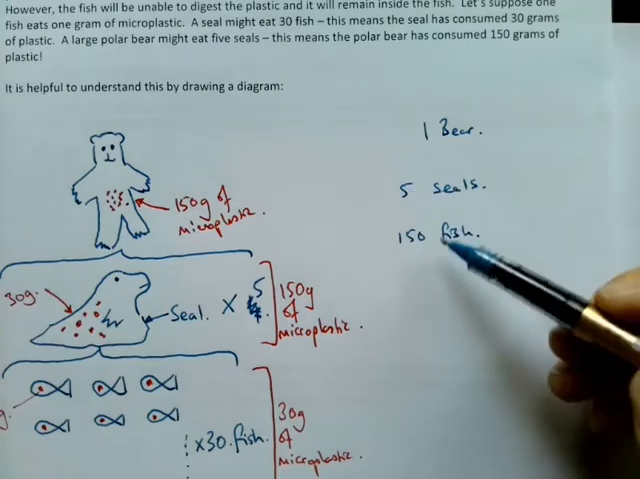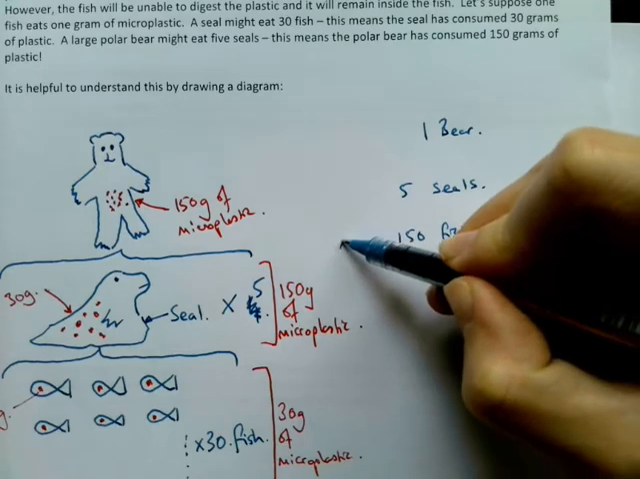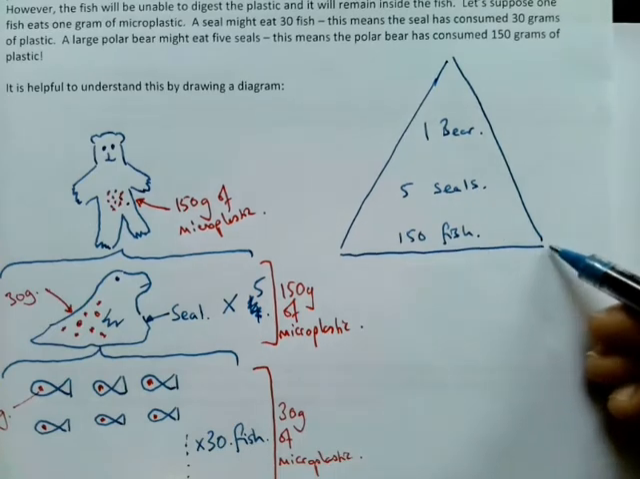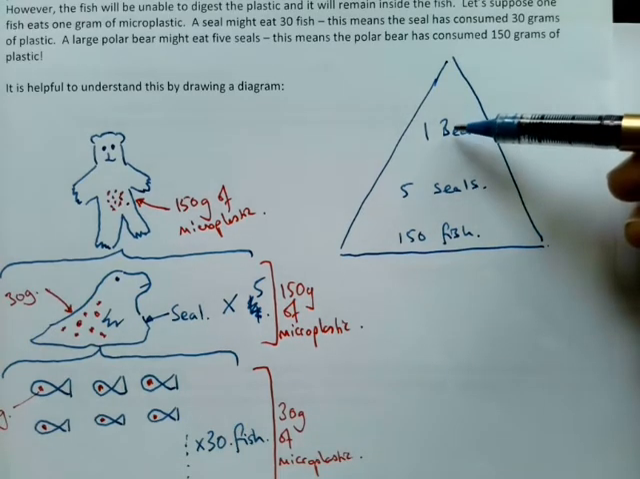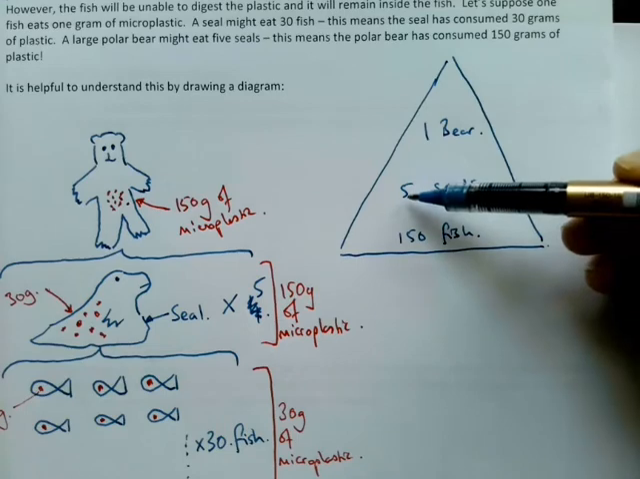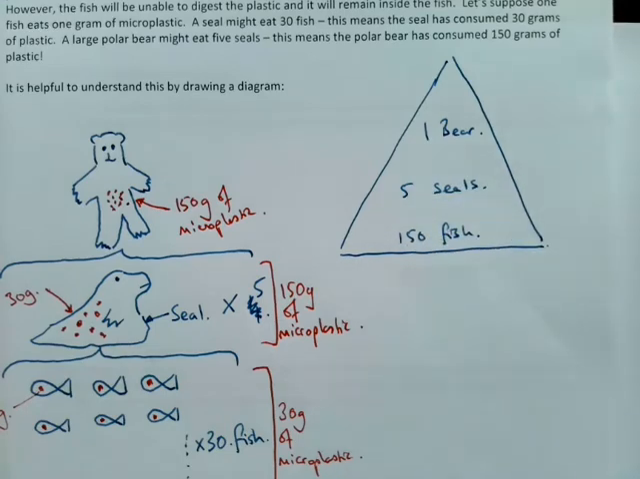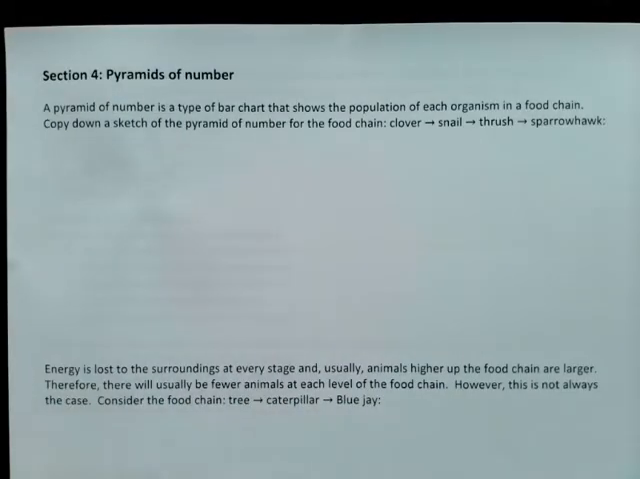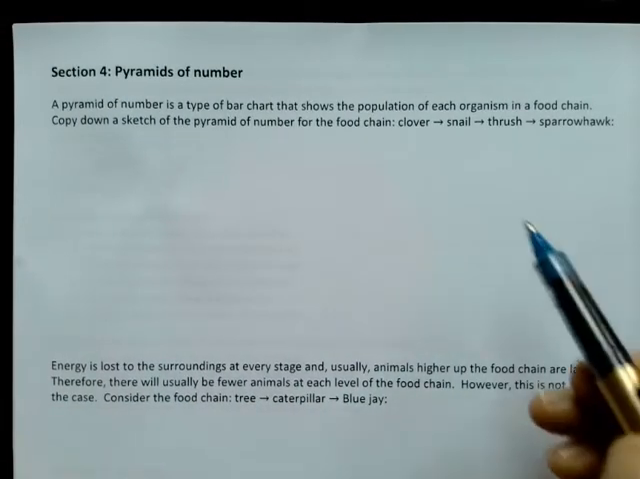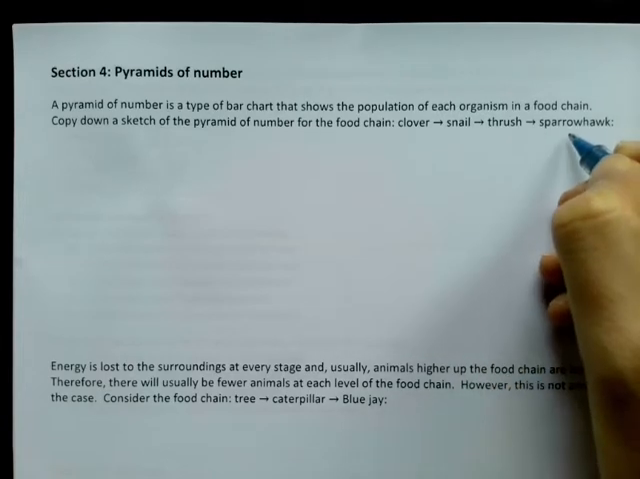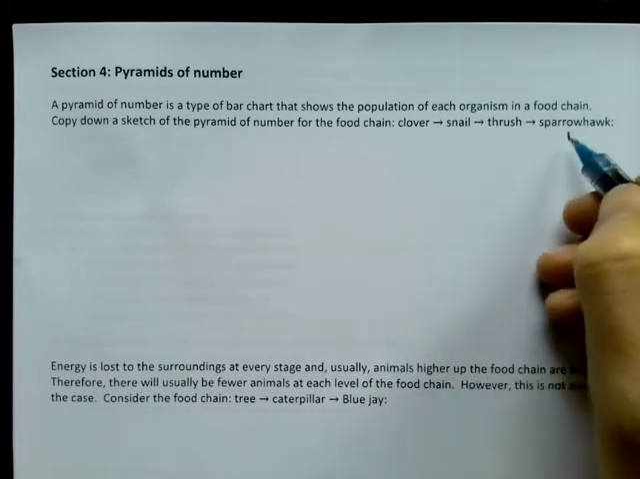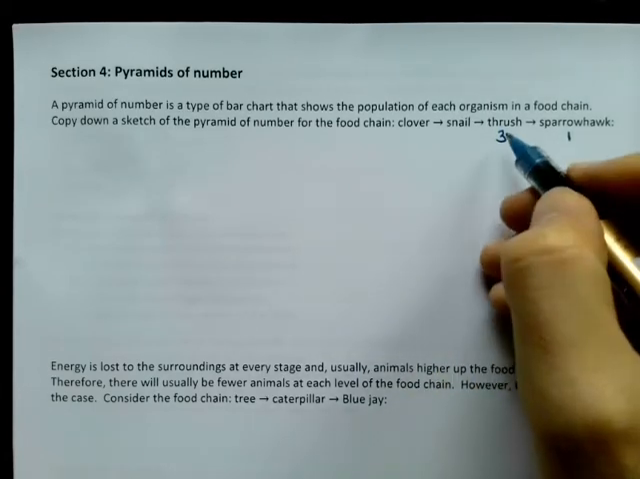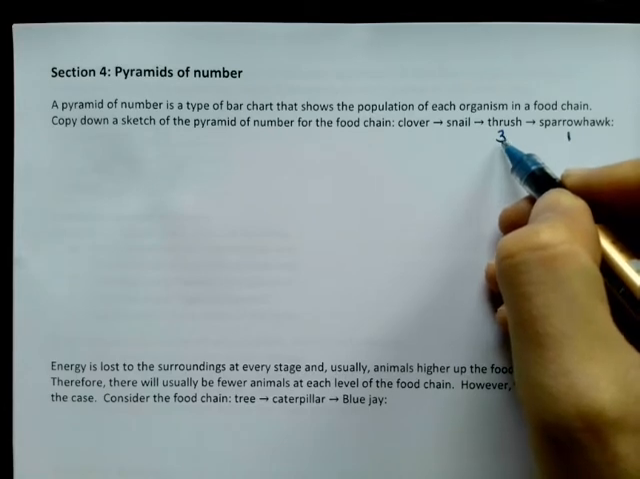So what you can see is that this is a little bit like a pyramid, where you have one bear at the top, that one bear eats 5 seals, and those 5 seals together eat 150 fish. So this here is like a pyramid of number. Now you can imagine if you were to have one sparrowhawk, that one sparrowhawk might eat, let's say, 3 thrushes. Now each of those 3 thrushes might eat 5 snails.